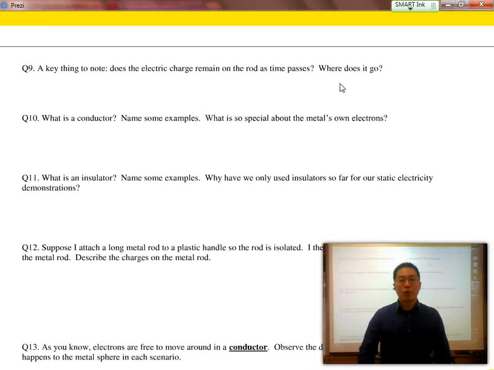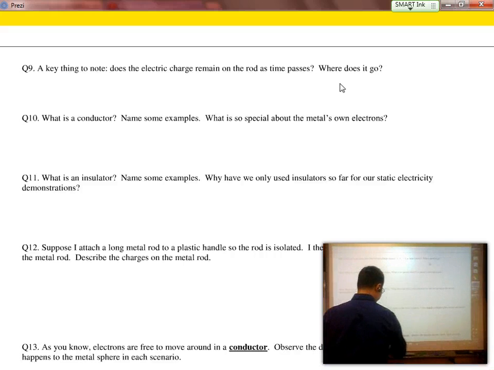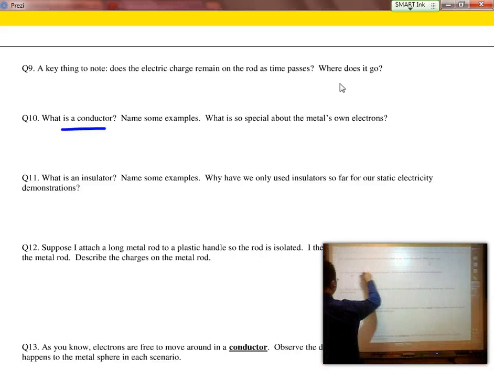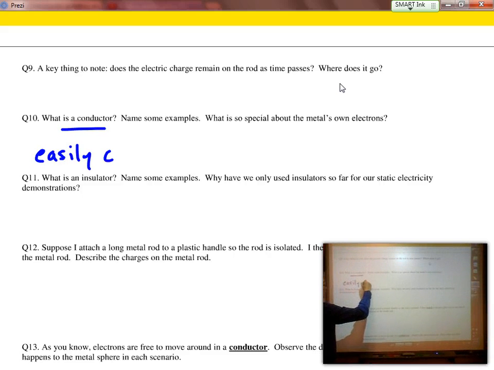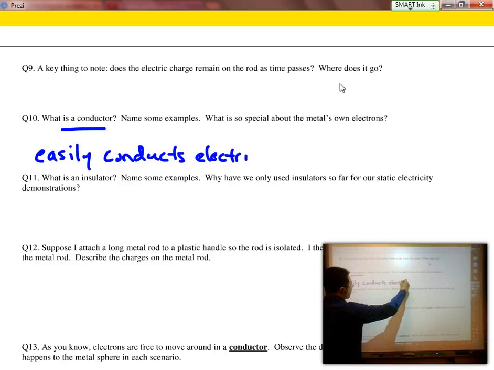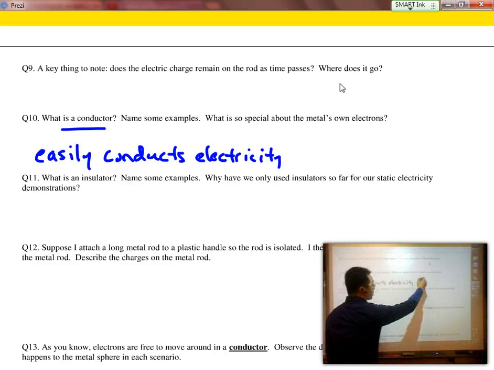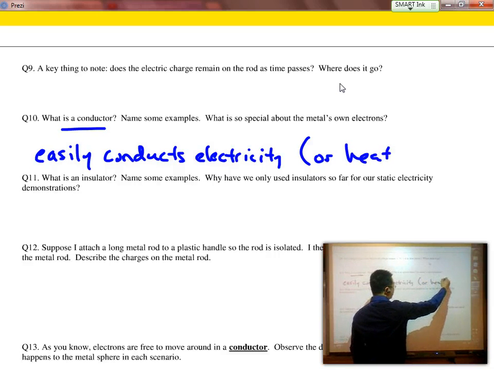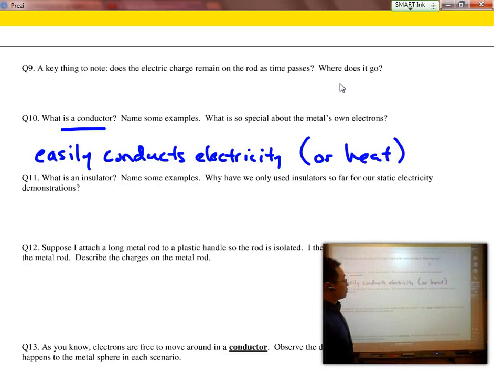Okay. What is a conductor? A conductor, of course, is something that easily conducts electricity or heat, actually, okay, which we had learned in the previous unit.